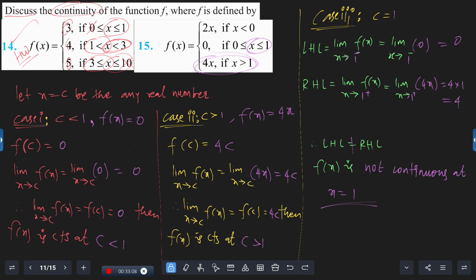So at 1 it is not continuous, at 0 it is continuous. They asked only about continuity. Therefore f of x is continuous at 0. That you write. Okay. Hence f of x is continuous at x equal to 0, but not at x equal to 1. That's it. Okay, which is continuous at 0 but not at 1. That's it. The 15th one is over.